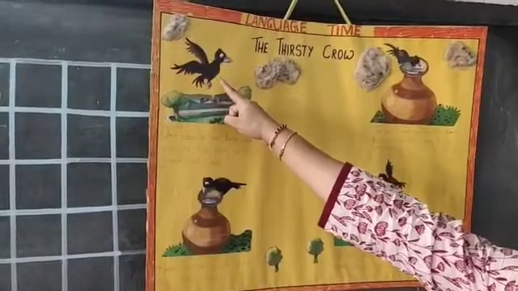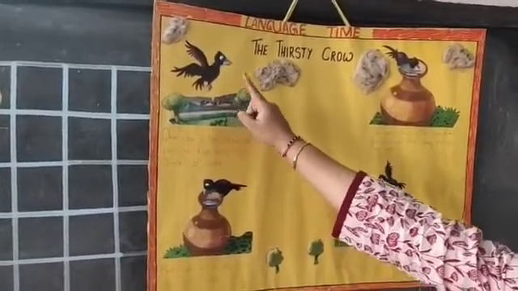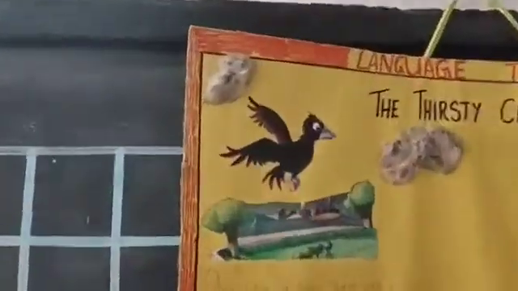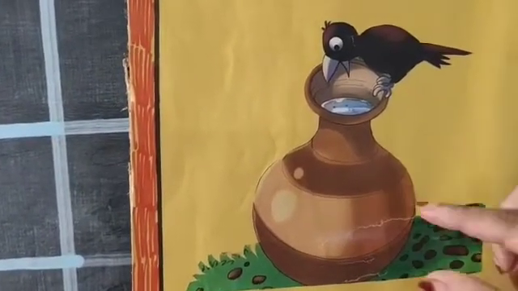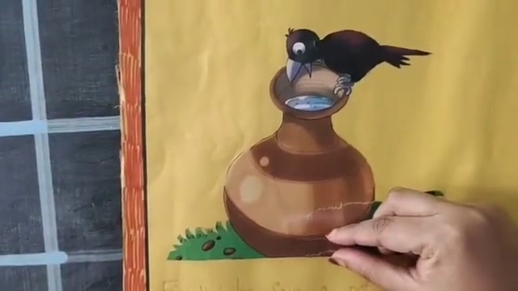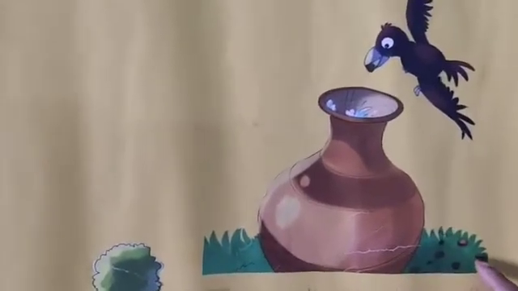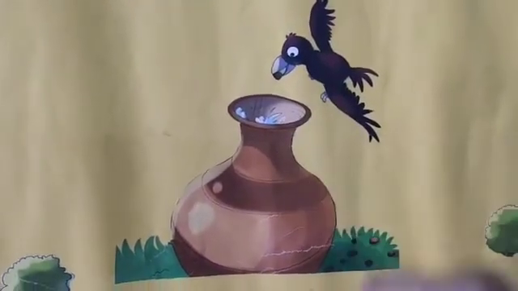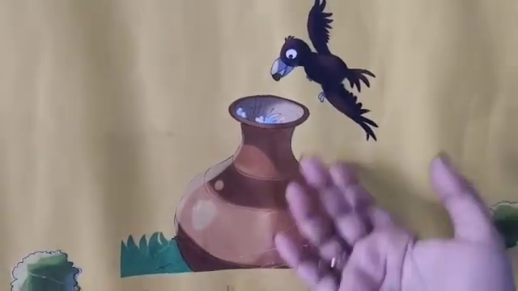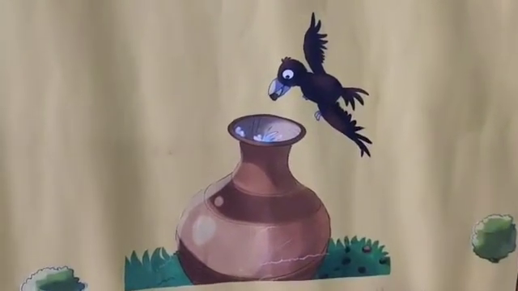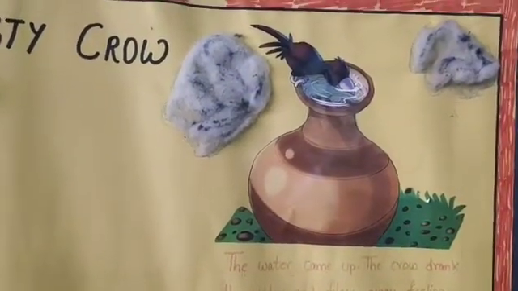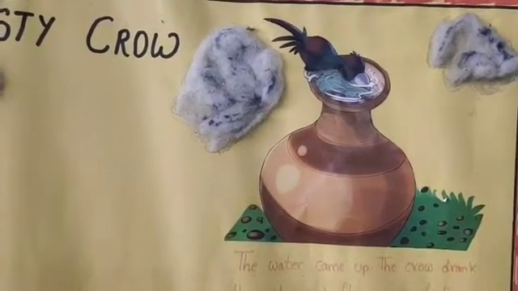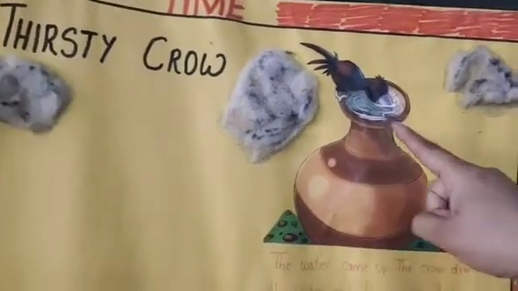This is the crow, and this crow is very thirsty and he is searching for water. Finally, he finds the pot and the water was very little. Little means till here it was. Then he got an idea. He picked up these stones and he put it into the pot. So the water level came up. Then the crow drank the water happily and he flew away. Understood, children? This is the story.